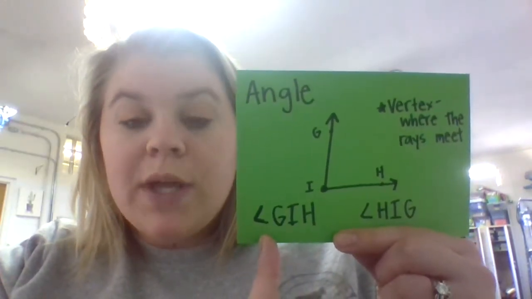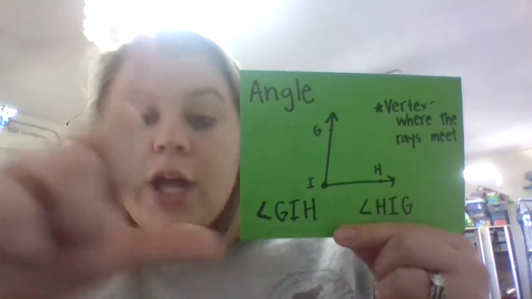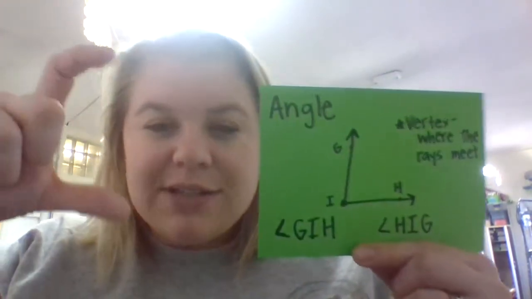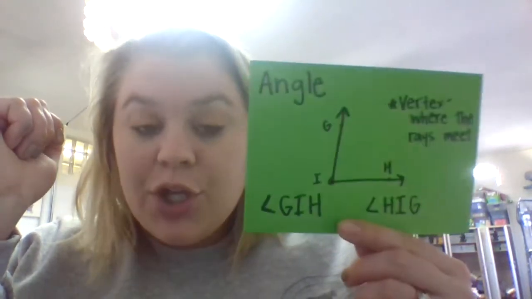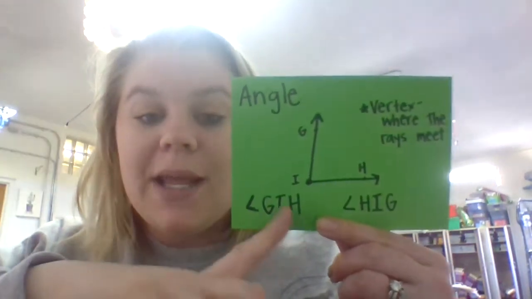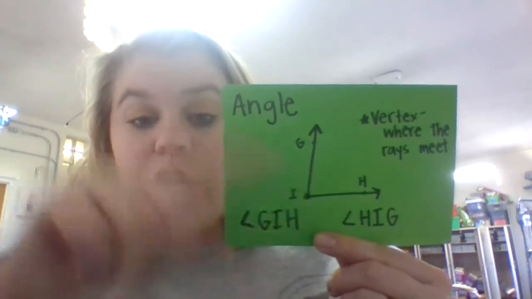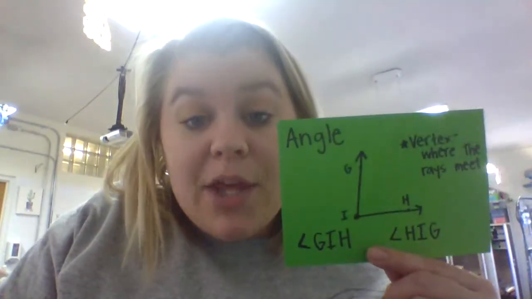And notice when we name angles, we put an angle sign in front of them. It kind of looks like a less than sign. That's what you're going to put in front of it. Angles can be named in any direction as long as your vertex is the middle letter.